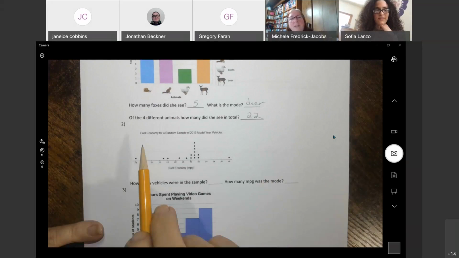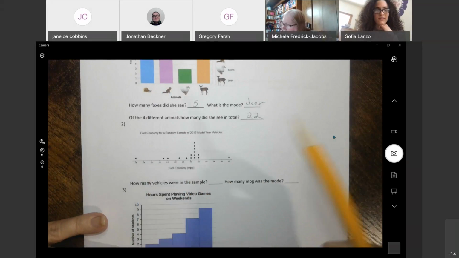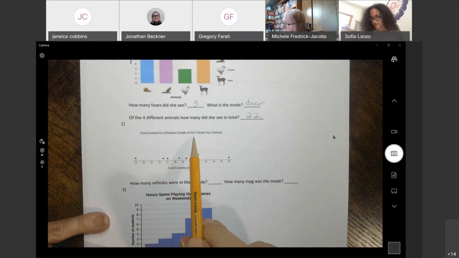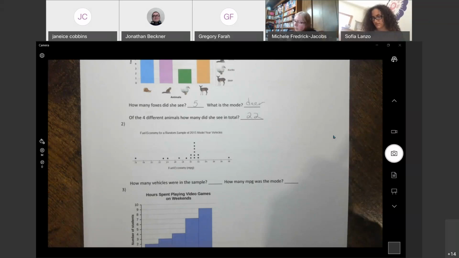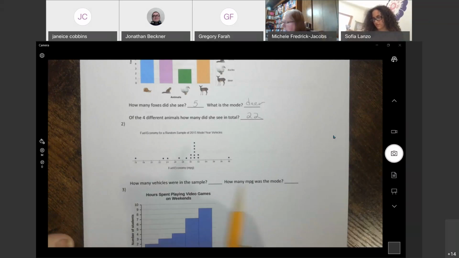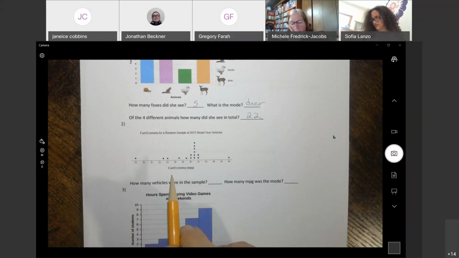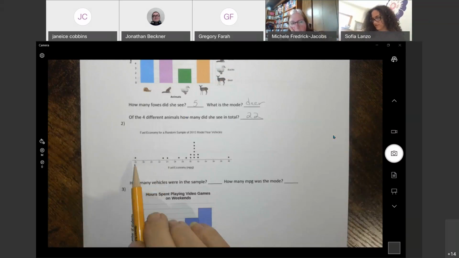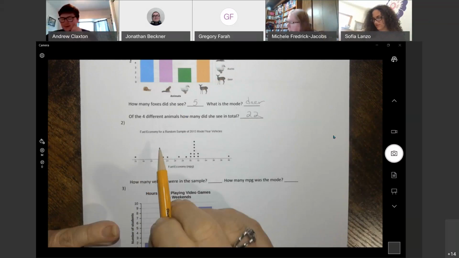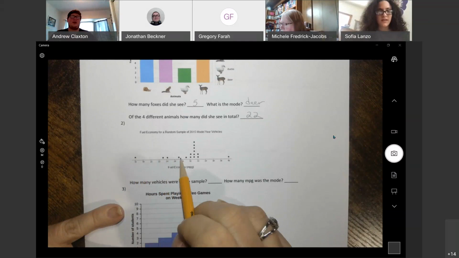Okay, for the next one, it was miles per gallon, the efficiency of a car from 2015 model year vehicles. How many vehicles were in the sample? I got 463. For the number of vehicles? Let me look. Okay, so each one of these dots, I get 16. Yeah, each one of these dots is a vehicle. Yeah, that's what I got.